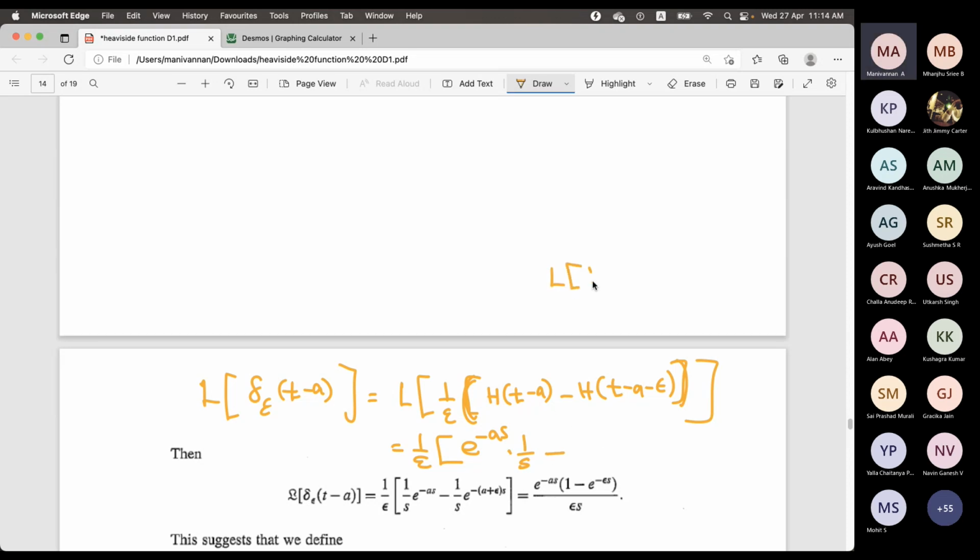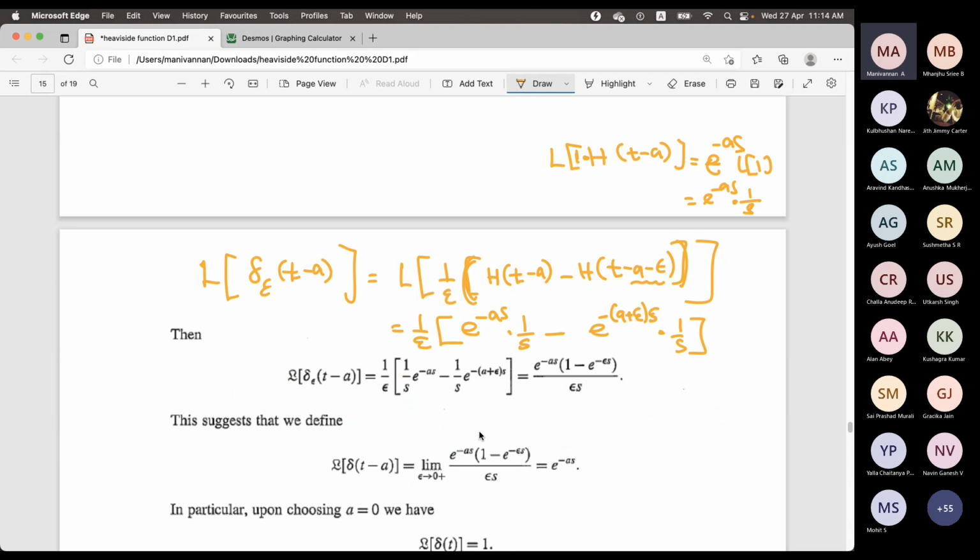Yes, sir. Laplace of h of t minus a. You may think that h of t minus a means the constant here is 1, so you are not going to miss anything. Remaining it is L of 1, so e raised to the power minus as times 1 divided by s. Then for the second term, it is e raised to the power minus of a plus epsilon times s, with the Laplace of 1 being 1 by s.